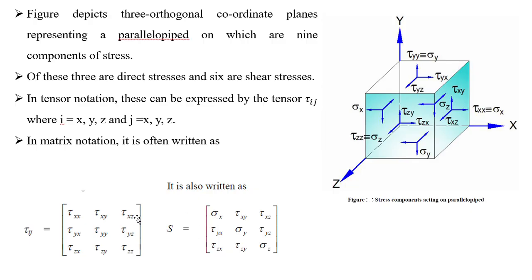This also can be indicated like this: S is equal to the matrix, where the diagonal elements are taken as the normal stress components. The force and the plane of the area are both in the same direction on the same plane, so we take tau xx as sigma x, and for tau yy the same thing, sigma y, and tau zz the same thing, sigma z. These are all the normal stress components, and the remaining are shear stress components. Upper side and lower side of the triangle have the same components. These all indicate the stress components of the body, the tensor components of the body.